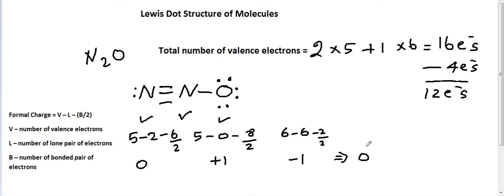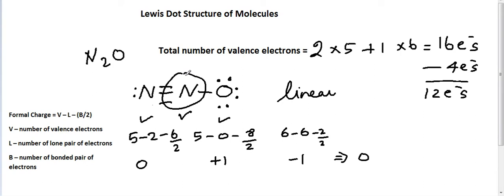So how to find out whether the molecule is linear or non-linear? It is simple. This molecule is linear. The reason is, you can see that there is no lone pair over the central atom.